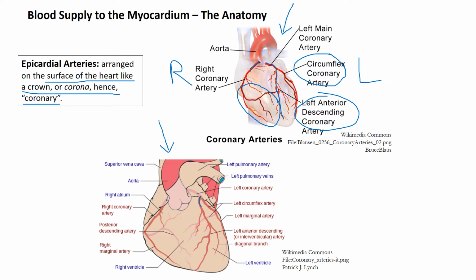So the LAD tends to supply most of the septum and a good chunk of the left ventricle free wall. The right wraps around the back, as does the circumflex. Like I said, the right supplies mainly the RV free wall. It also usually supplies the SA node, by the way.